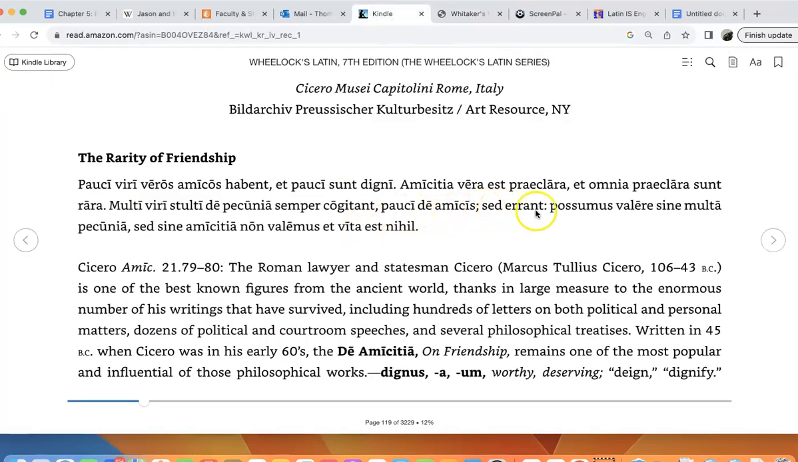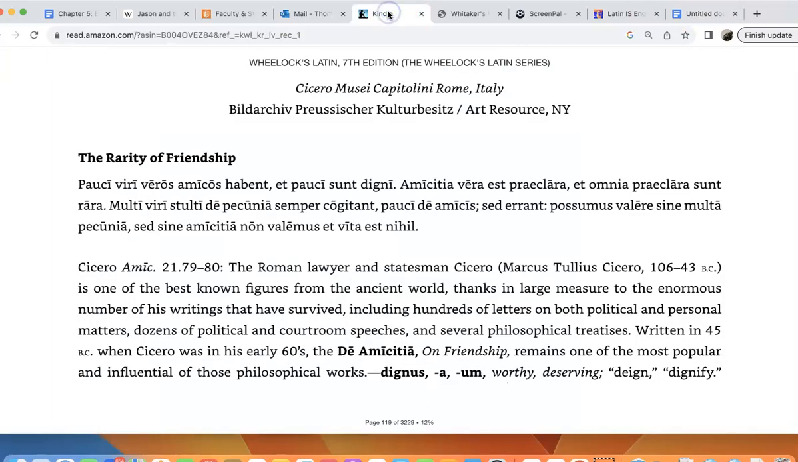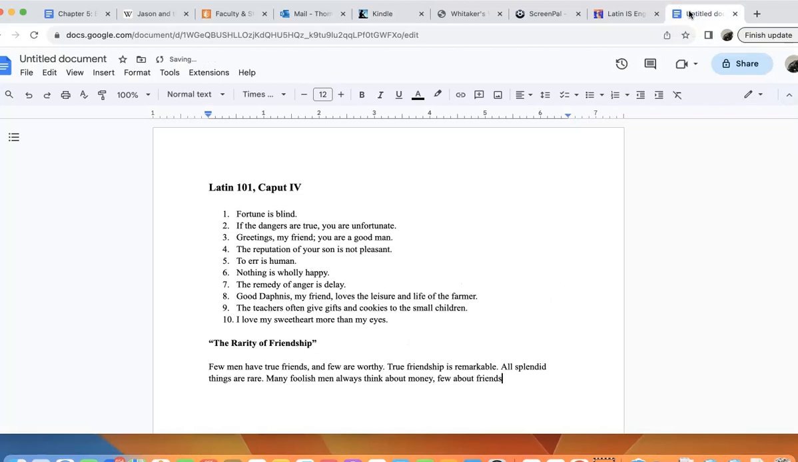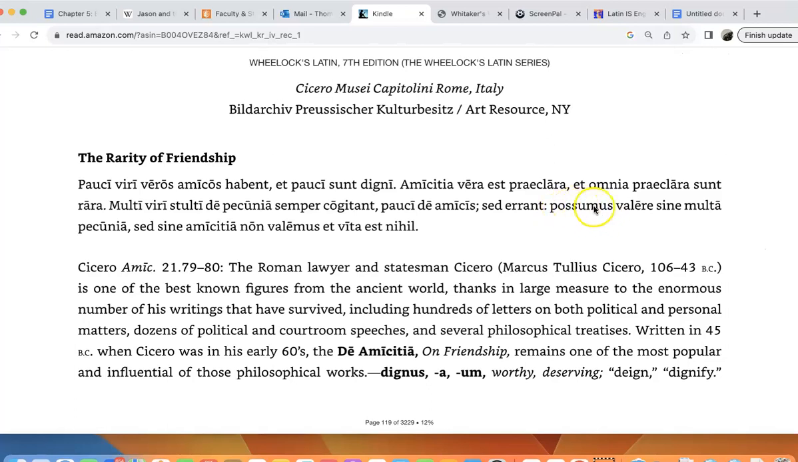So, few about friends, but they are wrong. Is that, but they are wrong? Oh, it's just a semicolon there. But they err. Okay, I mean, you could say they are wrong too. So, and then we are able, notice we are able is possumus. So mus is we, possu is are able. So put all together, possumus probably just needs to be memorized, means we are able.